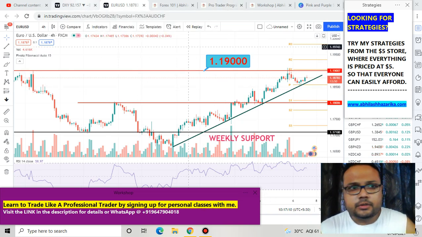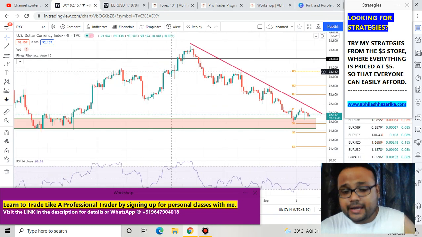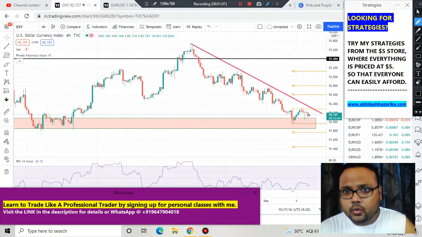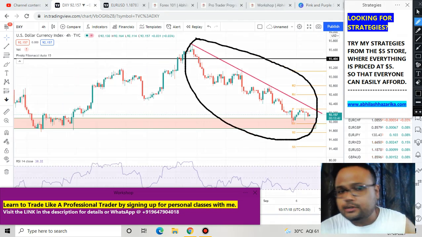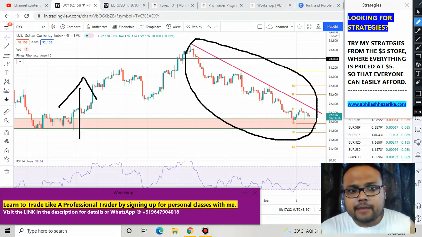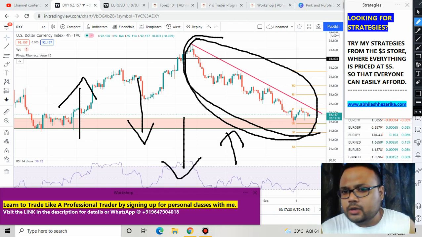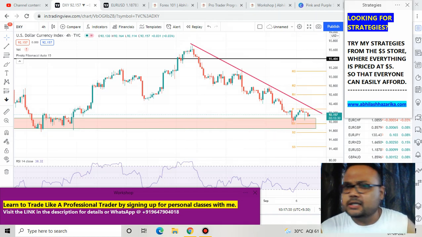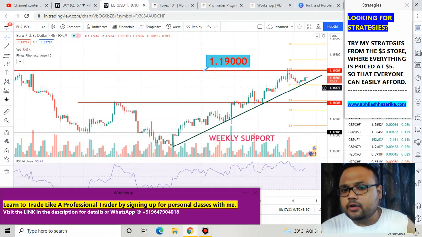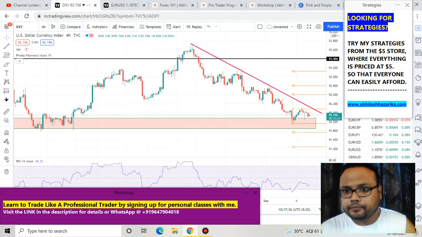First and foremost, I would like to discuss the chart of DXY US dollar here. As you can see, US dollar was in downtrend for quite some time, and as we all know, whenever dollar goes up, euro goes down, and whenever dollar goes down, euro goes up. So USD was weak, USD was under selling pressure, and as a result, Euro USD was in uptrend. You can see the correlation right now.